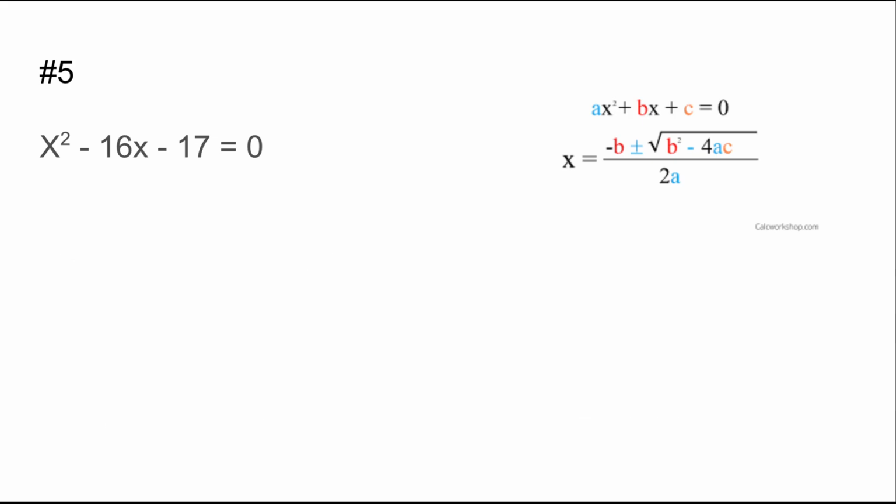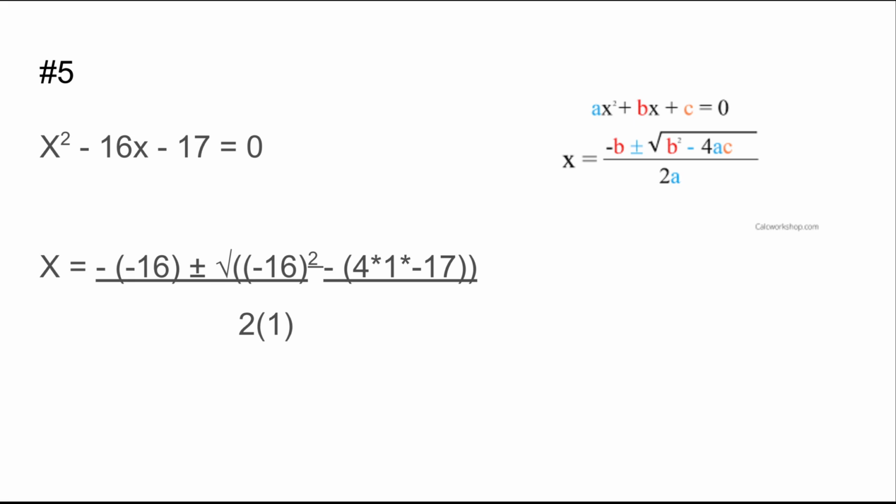Number 5. Let's plug this in. Negative 16 plus the square root of negative 16 squared minus 4 times 1 times negative 17, enter, divided by 2, x equals 17.